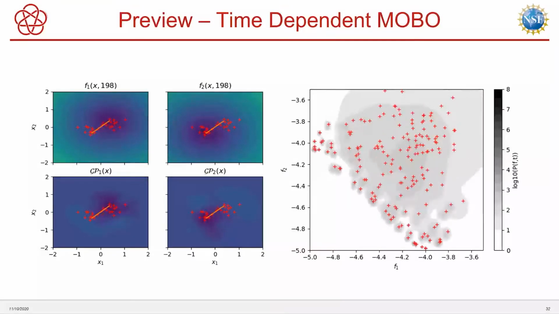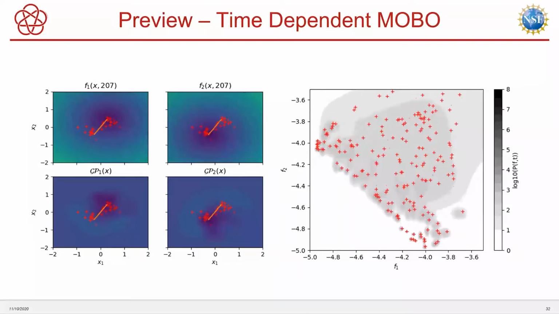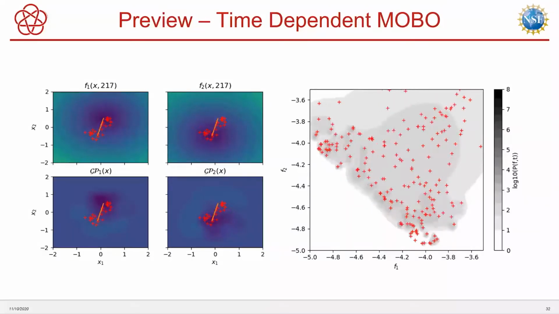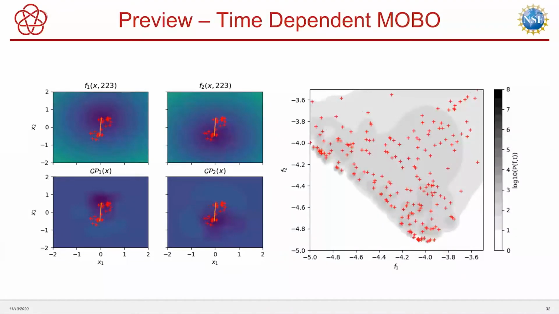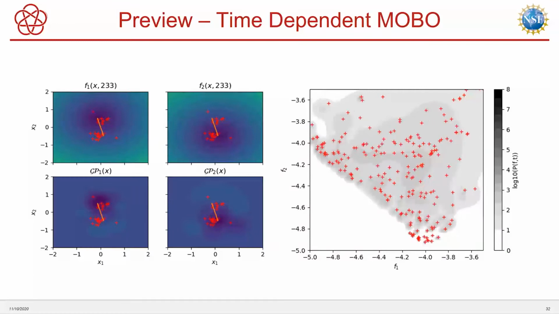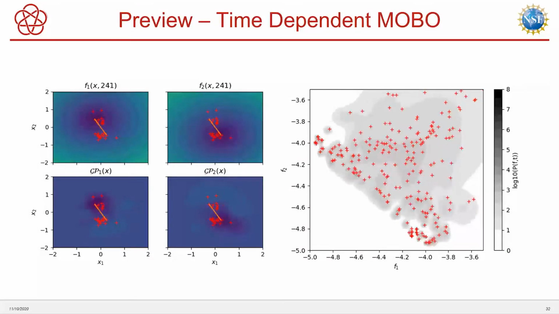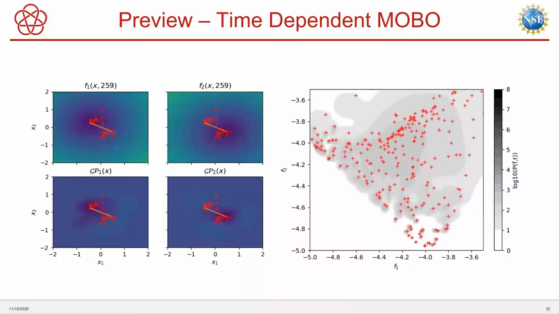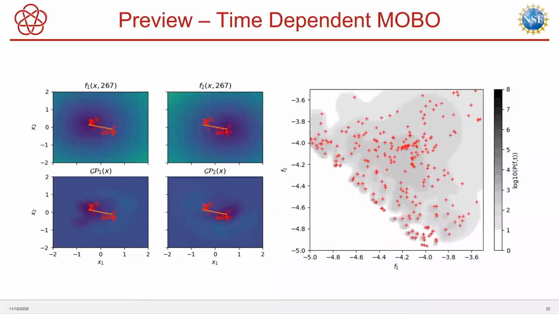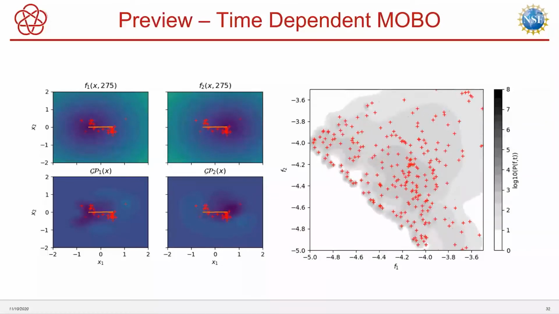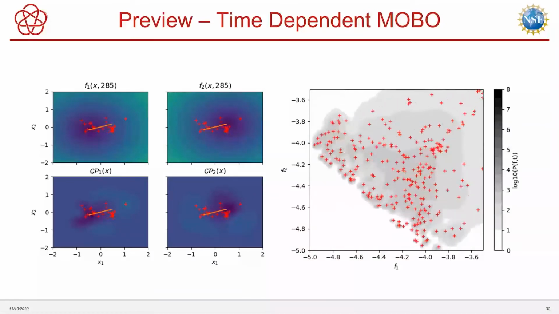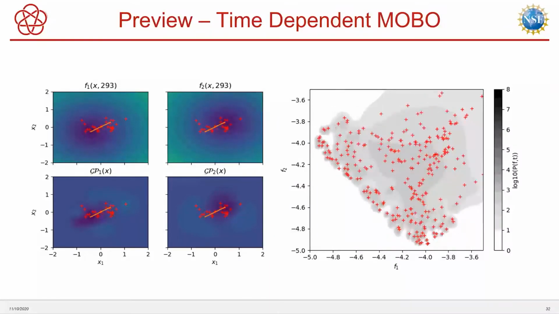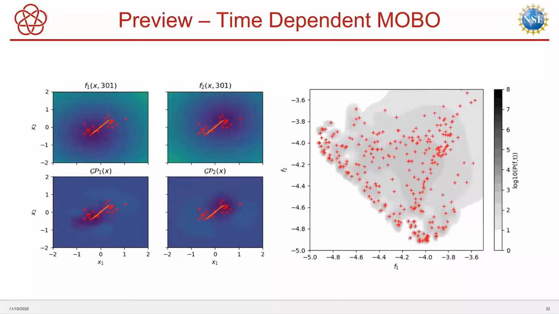The graph on the right shows the log probability distribution from our surrogate model at each of the observed input points. And we can see here that as the model evolves, taking into account the time dependence of each of the objectives, we are able to continuously make measurements that are on the current Pareto front.